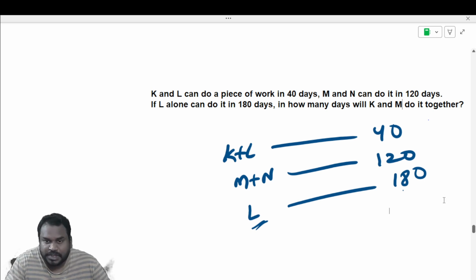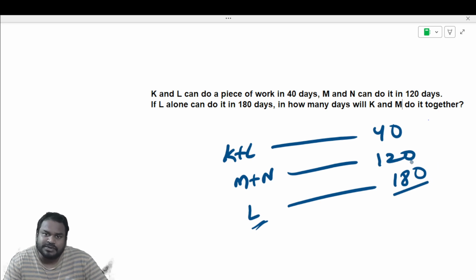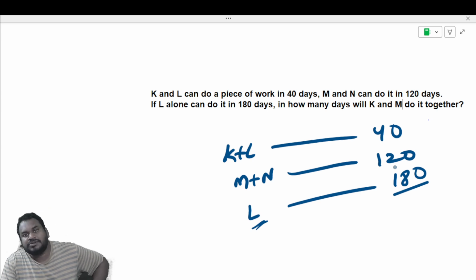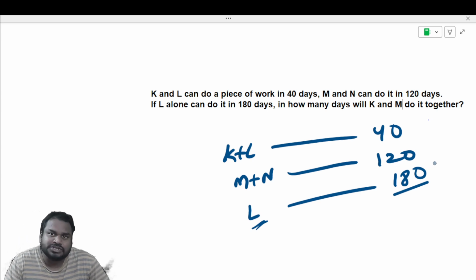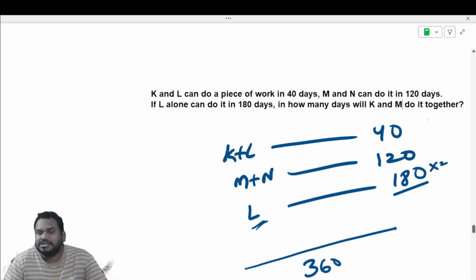So, okay. Now you find the LCM of these things. I told you to take the largest number and multiply with 1. If you multiply with 1, you cannot, because 180 is not divisible by 120. So that's why you start with 2 always. So 180 into 2 is 360. 360 is divisible by 120, 3 times, and by 40, 9 times. So it means 360 is the LCM of these three numbers.